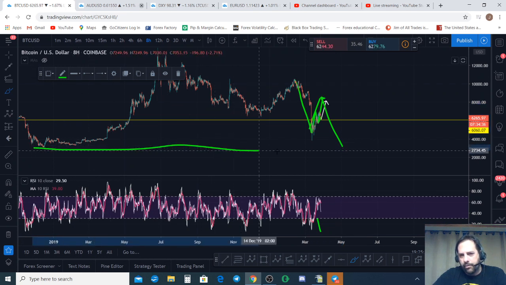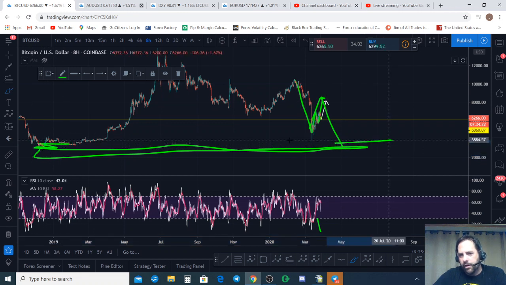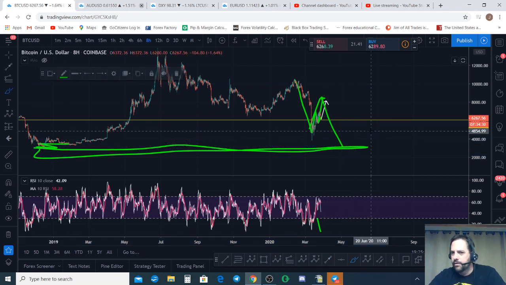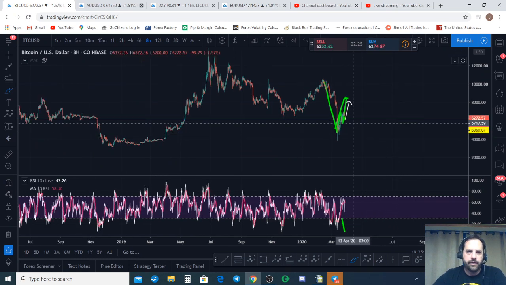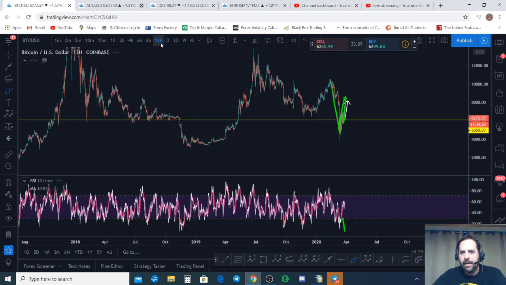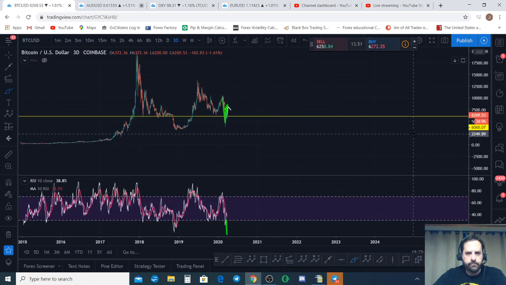I don't want it to break this low right here. So 3,100. I need that to hold. Oh, guys, we need that to hold. We need 3,100 to hold. If 3,100 doesn't hold, guys, it is scary, scary, scary for Bitcoin. 3,100 needs to hold.